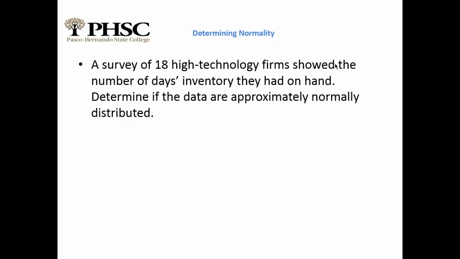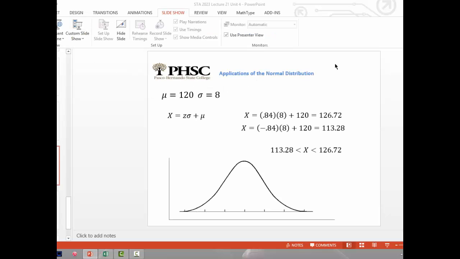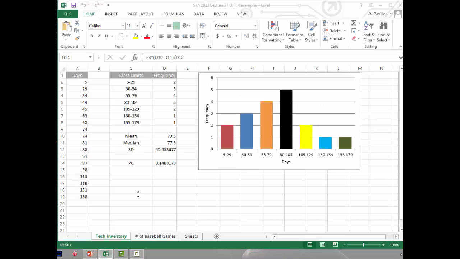So here we have a survey of 18 high technology firms that show the number of days inventory they had on hand. Now determine if the data are approximately normally distributed. And what we're going to use for this is actually an Excel file that I have here. And here's what it looks like. So here are the 18 days.